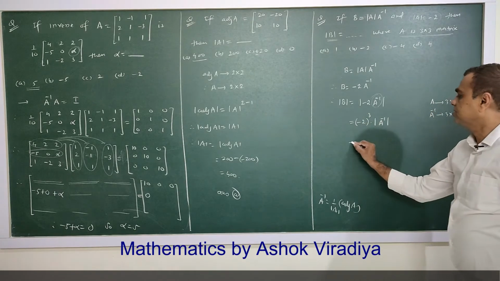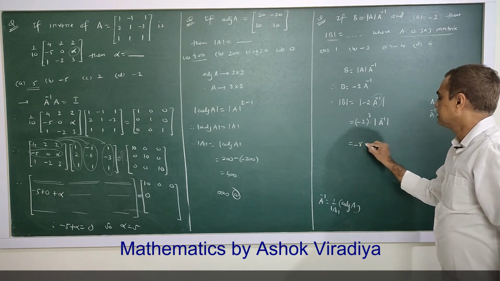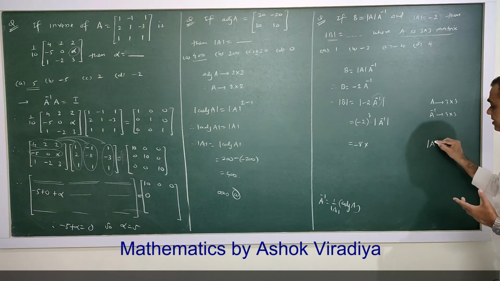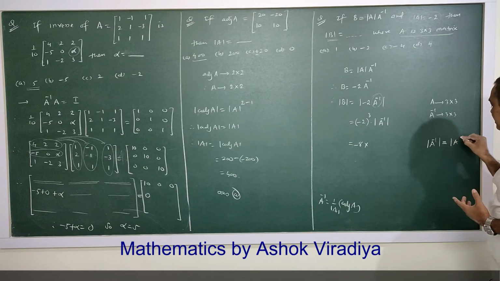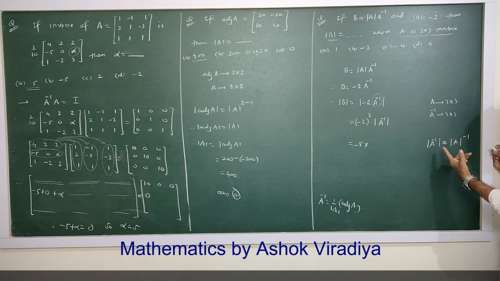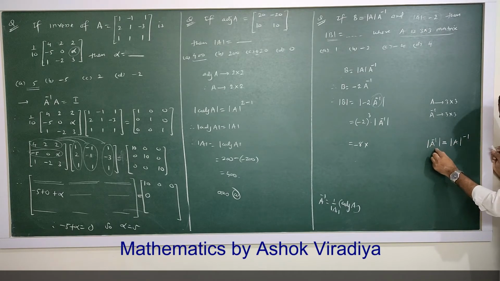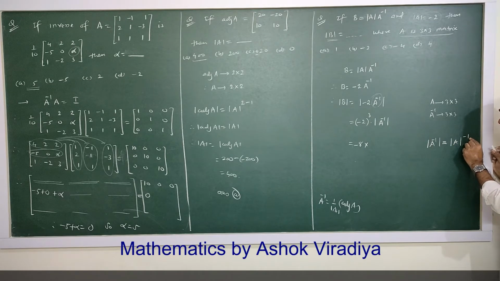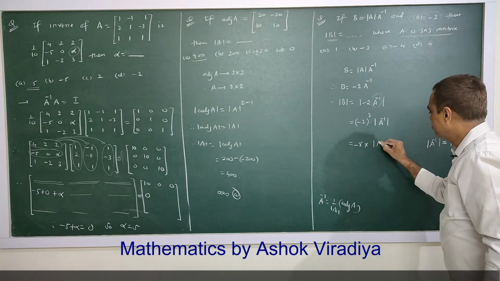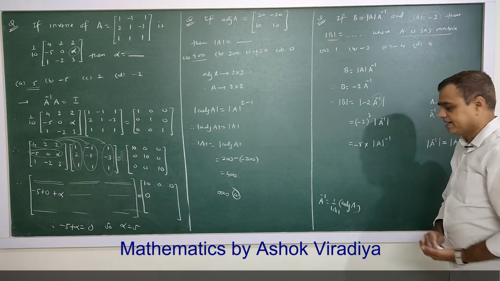Now this is minus 8 into. Now we know that determinant of inverse A is equal to reciprocal of determinant of A. This is a property. Determinant of inverse of any matrix is equal to reciprocal of, or inverse of, determinant value. So this is equal to reciprocal of determinant of A.